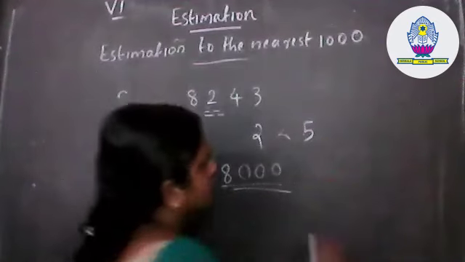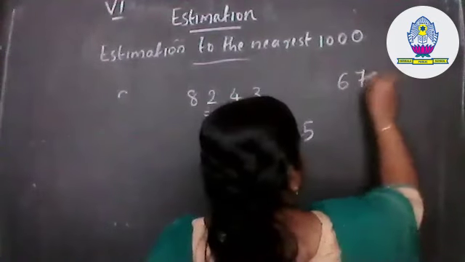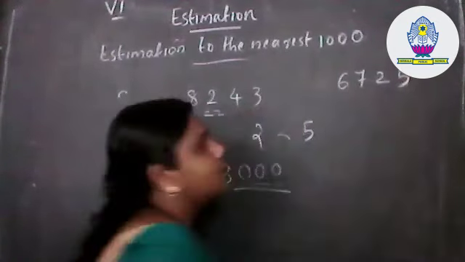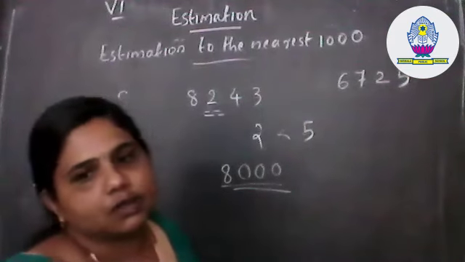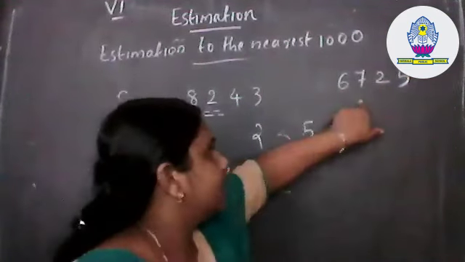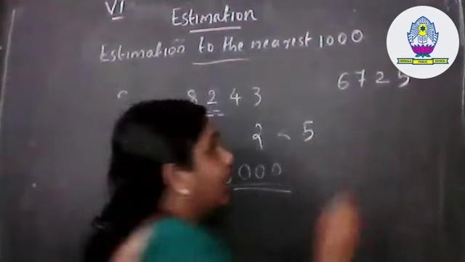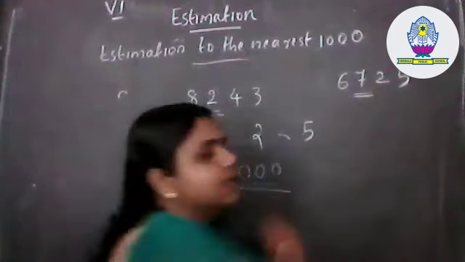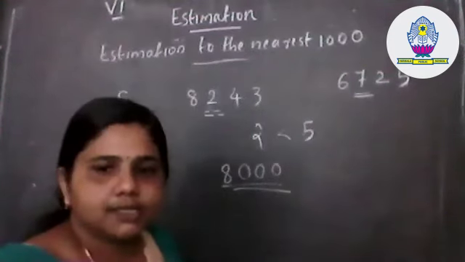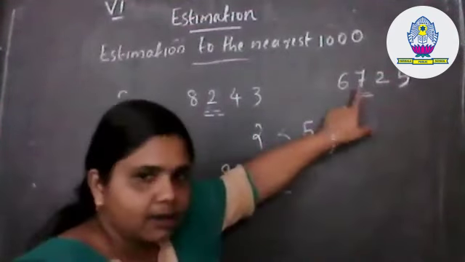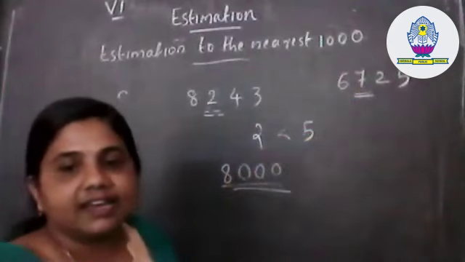The next question is 6725. Rounding off to the nearest 1000. 6725. So we take the digit in the hundreds place. Here the digit in the hundreds place is 7, and this 7 is greater than 5.